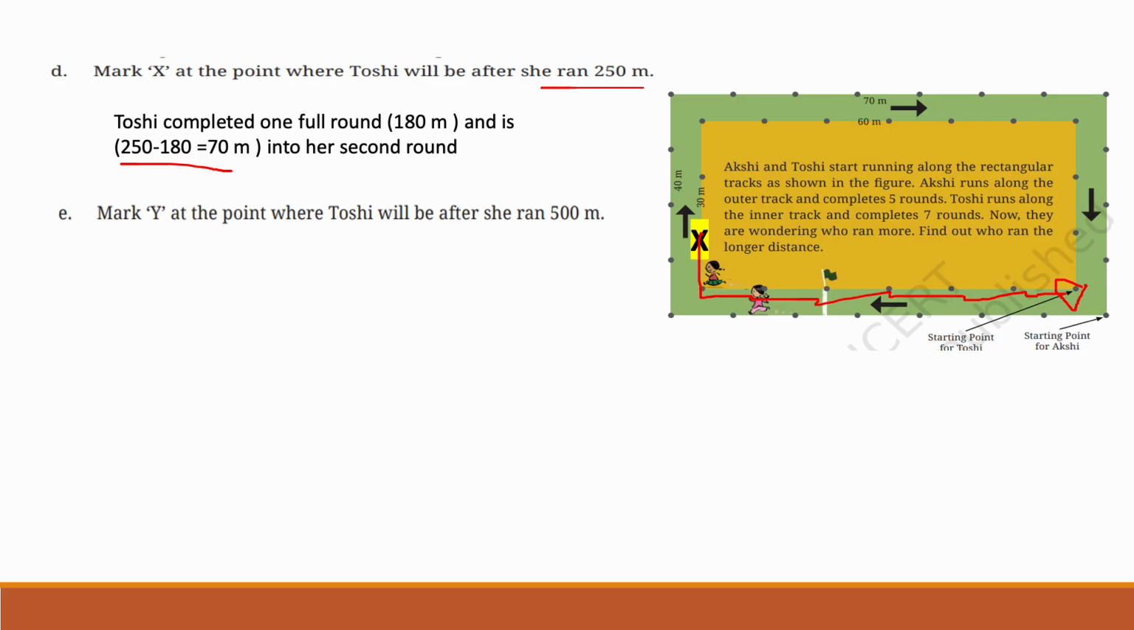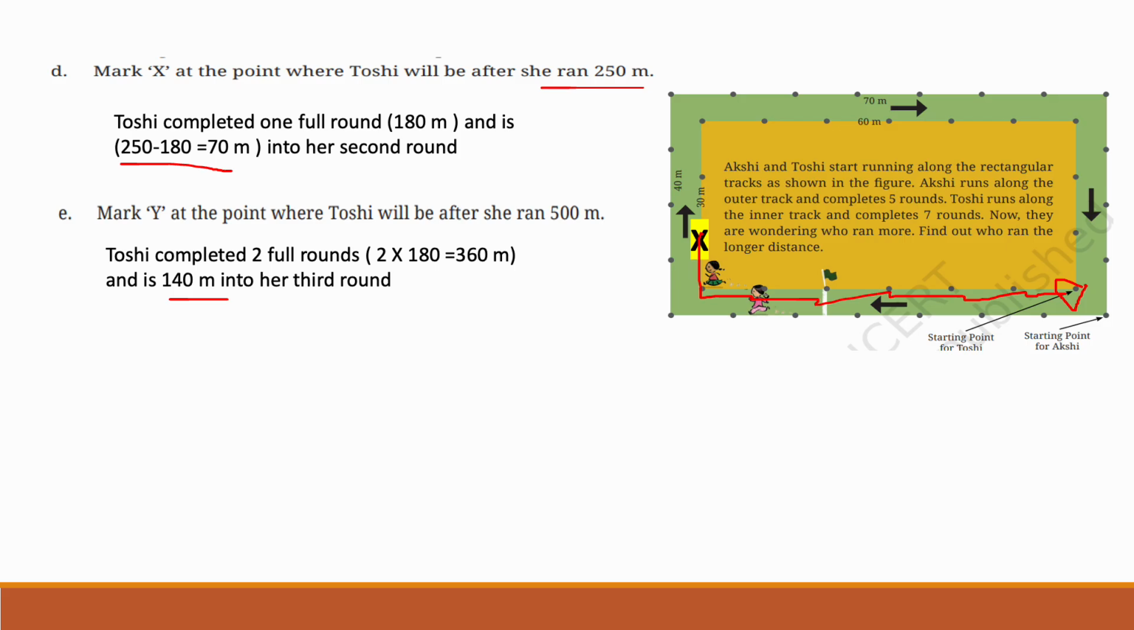So, she completed one full round after covering 180 meter. So, when she covered 500 meter, she should complete 2 full rounds. So, Toshi completed 2 full rounds, that is 2 into 180, that is 360 meter. And what is extra distance travelled? 500 minus 360, that is 140 meter. So, she was into her third round.